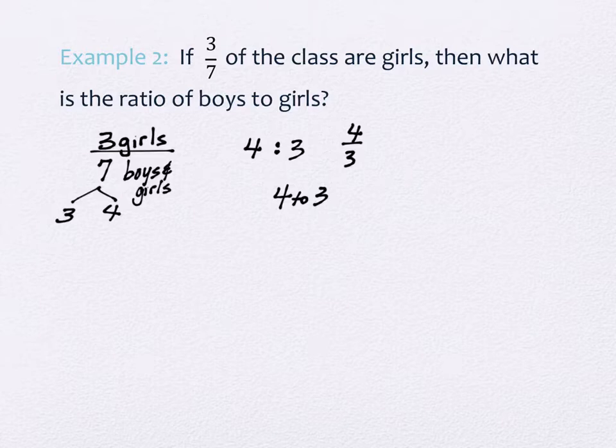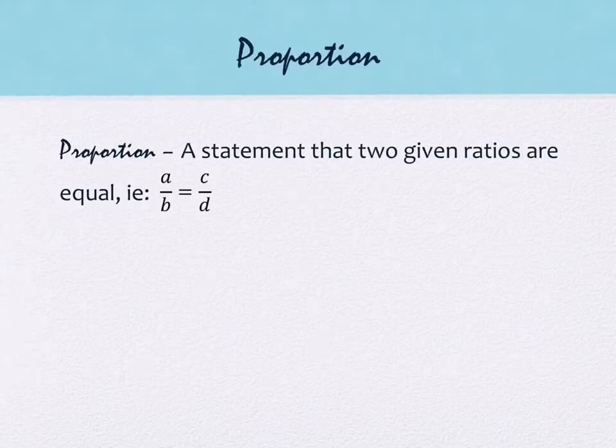So now that we have this sort of a definition of ratio, a proportion is actually a statement that 2 ratios are equal. So A over B is a ratio, C over D is a ratio. If I put them equal to each other, that's a proportion.